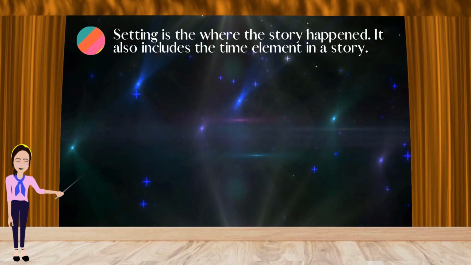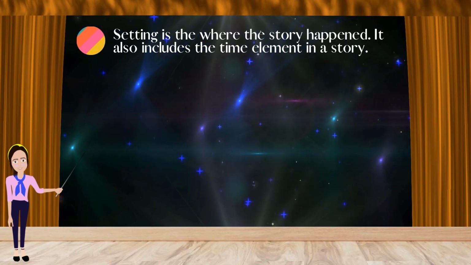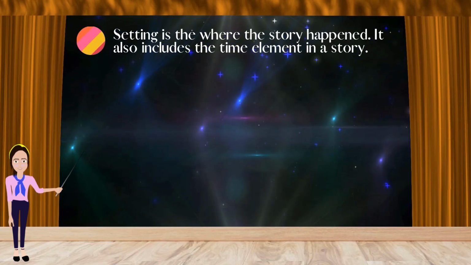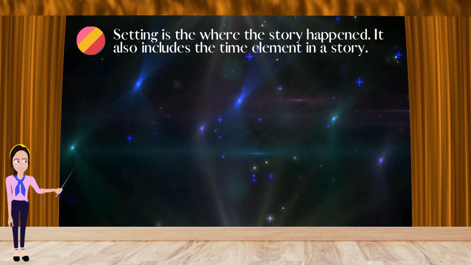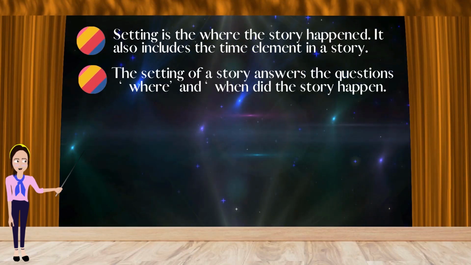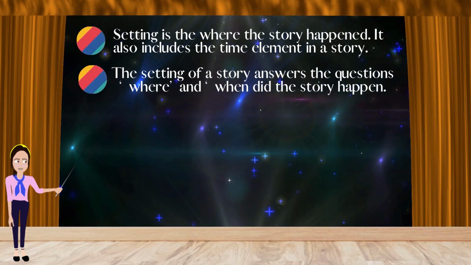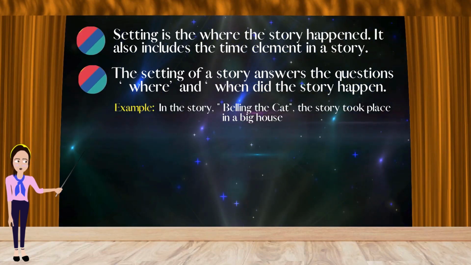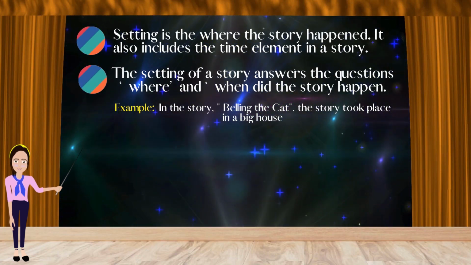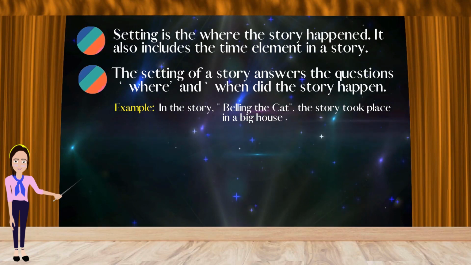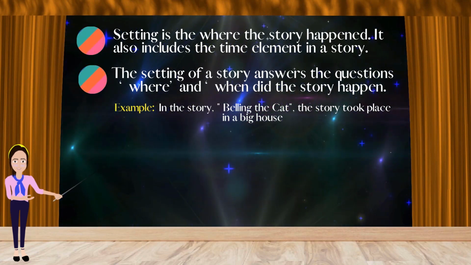We will also try to remember that setting is where the story happened. It also includes the time element in a story. The setting of a story answers the questions where and when did the story happen. For example, in the story Belling the Cat, the story took place in a big house. The setting of the story is in the big house.